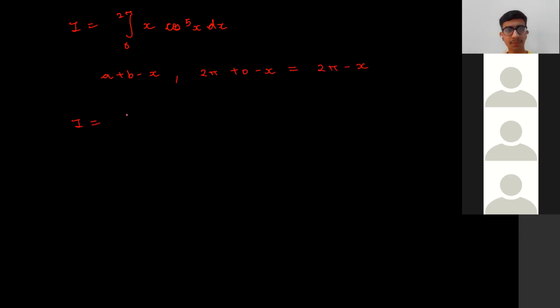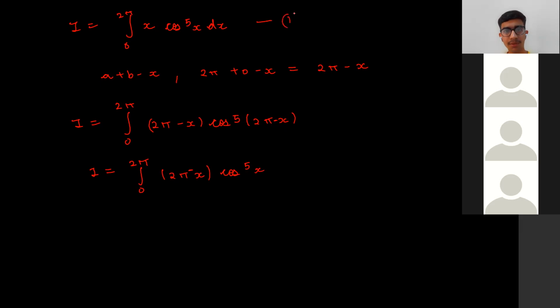So I is equal to the integration from 0 to 2 pi of 2 pi minus x times cos to the power 5 of 2 pi minus x. Now cos of 2 pi minus theta is cos theta, right? So this is also cos to the power 5x. Now add these two equations and tell me what I comes out to be.